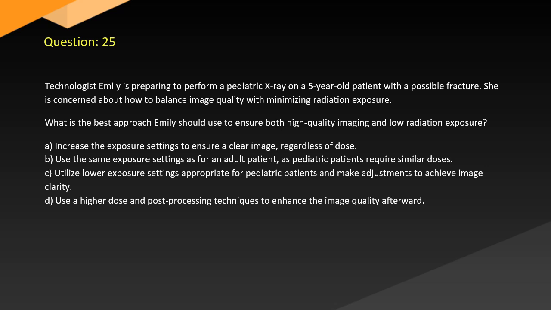Question 25. Radiologic technologist Emily is preparing to perform a pediatric X-ray on a 5-year-old patient with a possible fracture. She is concerned about how to balance image quality with minimizing radiation exposure. What is the best approach Emily should use to ensure both high-quality imaging and low radiation exposure? A. Increase the exposure settings to ensure a clear image, regardless of dose. B. Use the same exposure settings as for an adult patient, as pediatric patients require similar doses. C. Utilize lower exposure settings appropriate for pediatric patients and make adjustments to achieve image clarity. D. Use a higher dose and post-processing techniques to enhance the image quality afterward.